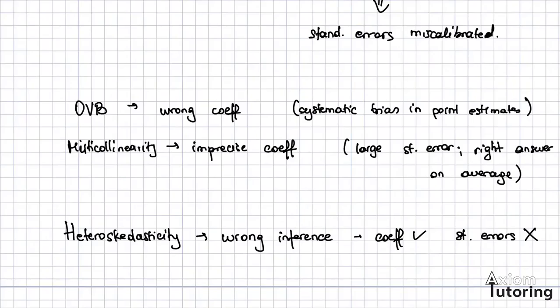Just like we've seen with OVB and multicollinearity, we'll also see the way to fix heteroskedasticity. Heteroskedasticity, again, means non-constant error variance. It leaves coefficients unbiased, but makes standard errors wrong, so inference cannot be trusted.